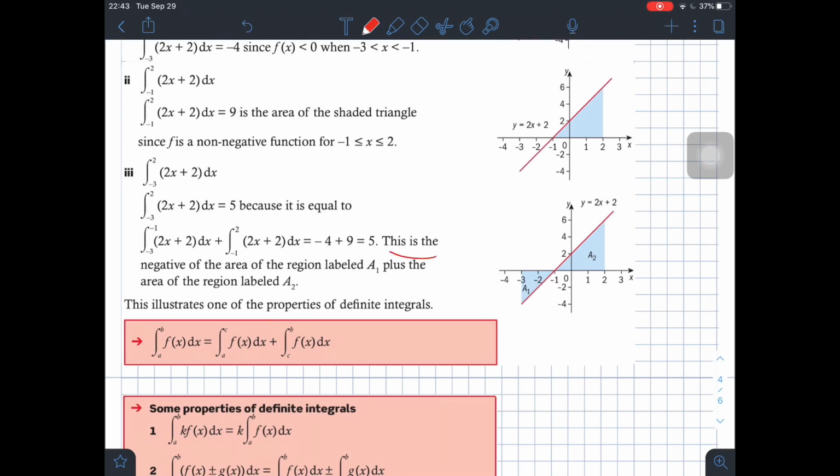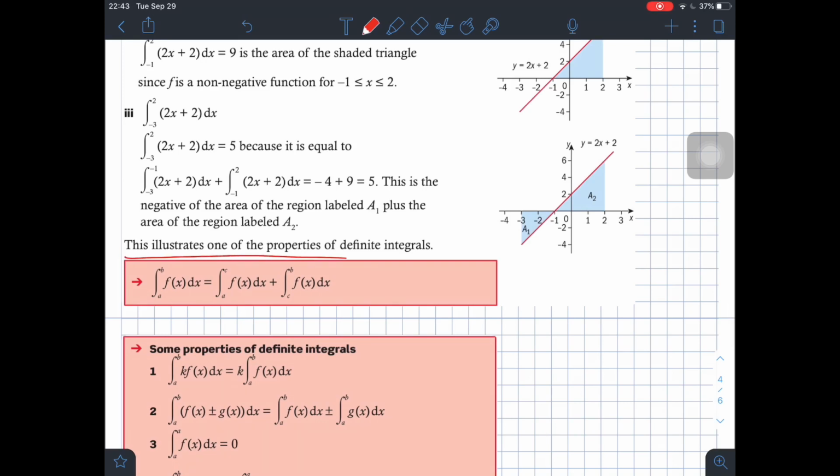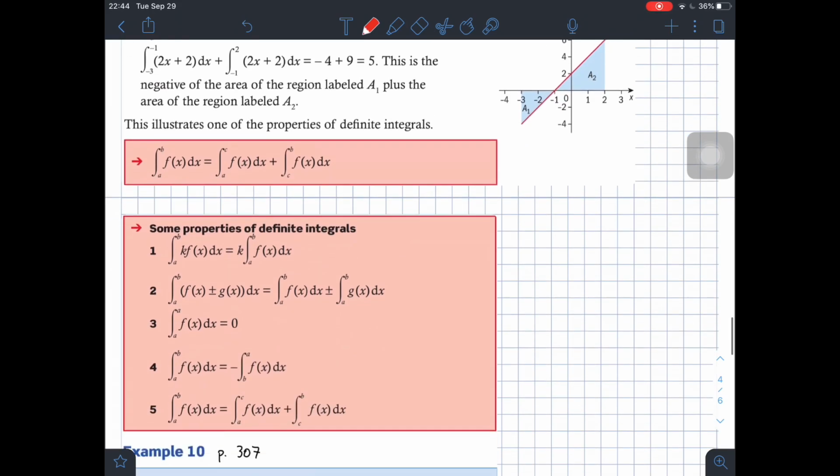So here it says, this is the negative of the area of the region labeled A1 plus the area of the region labeled A2. It says, this illustrates one of the properties of definite integrals. If I integrate from x equals a to x equals b, then I can separate that integral by using an intermediate point. We can say that this is the same as the integral from a to c of f of x plus the integral from c to b of f of x. That's a very important property that we normally use when working with integrals.